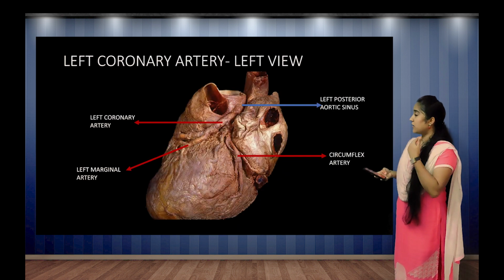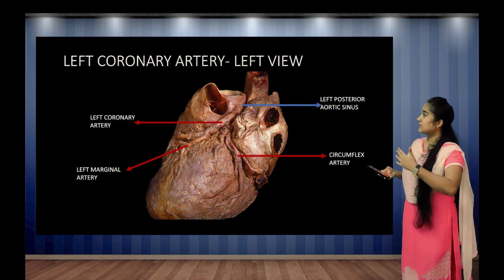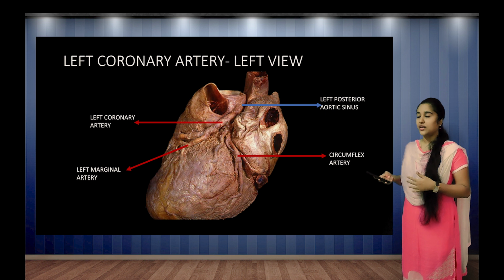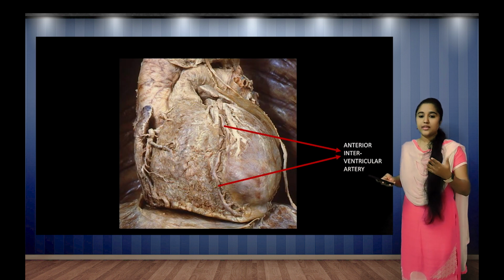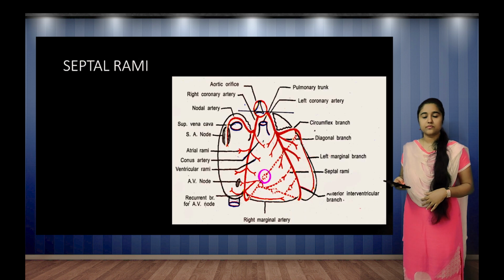Now this is the left coronary artery, the left view. You can visualize the left posterior aortic sinus, the left coronary artery. Then you can see the left marginal artery and the circumflex artery. Then you can also visualize the anterior interventricular artery.